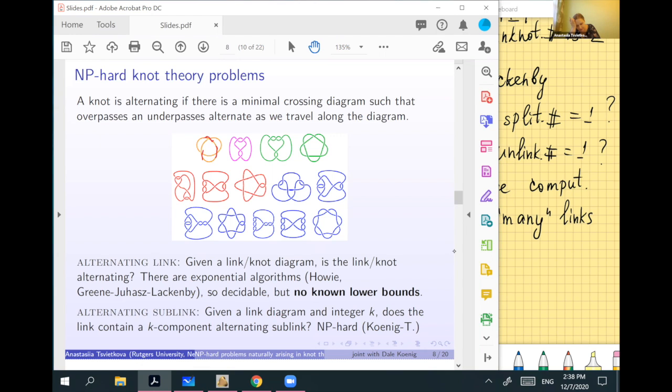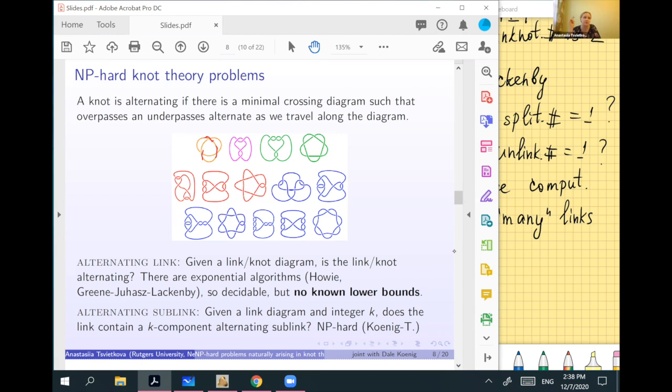And so given a link or a knot diagram, is the link alternating or not? This looks like a hard problem. It looks like it's hard to determine, but we don't have any lower bounds. Very recently, we got an upper bound. There was also, in a way, a breakthrough work, because for a very long time, people tried to understand what's so special about alternating links.